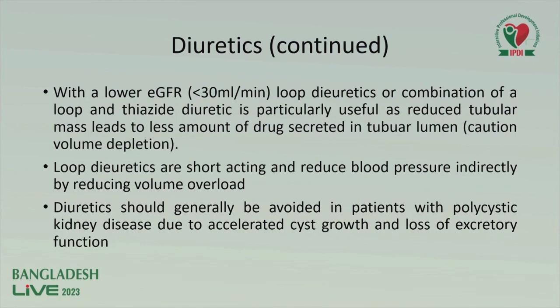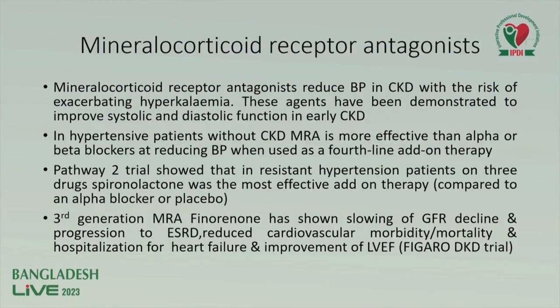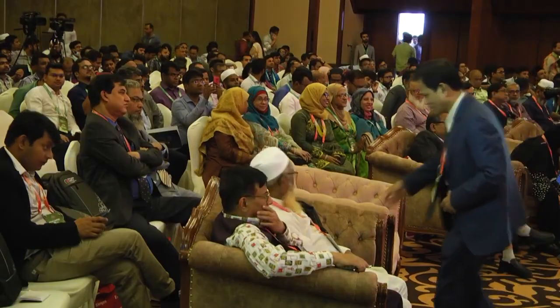And diuretics should be avoided in polycystic kidney disease because they can accelerate the growth of kidney cysts, leading to reduced renal function. Mineralocorticoid receptor antagonists like spironolactone, eplerenone have shown benefit, and nowadays the third generation mineralocorticoid receptor antagonist finerenone has shown a lot of promise in patients with CKD as well as in LV dysfunction, and it has been proved in the FIGARO-DKD trial. Finerenone has gained a lot of interest.